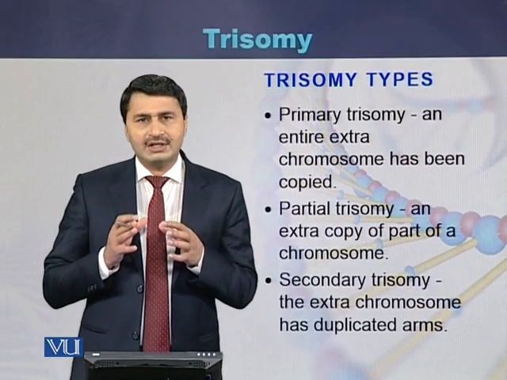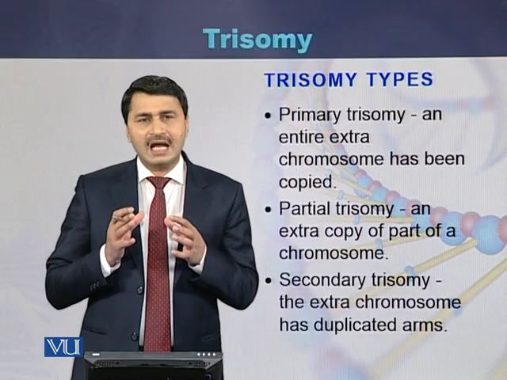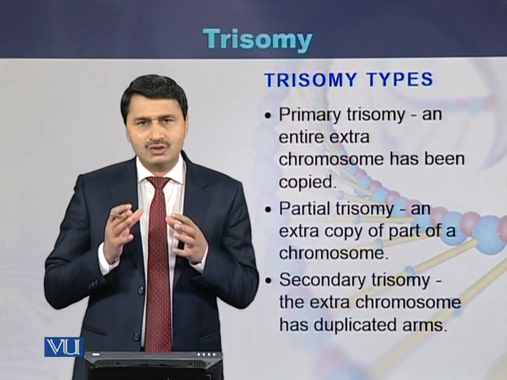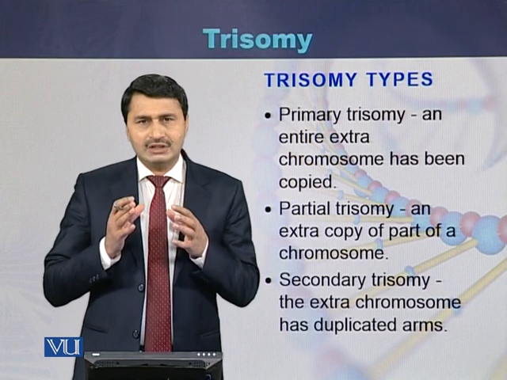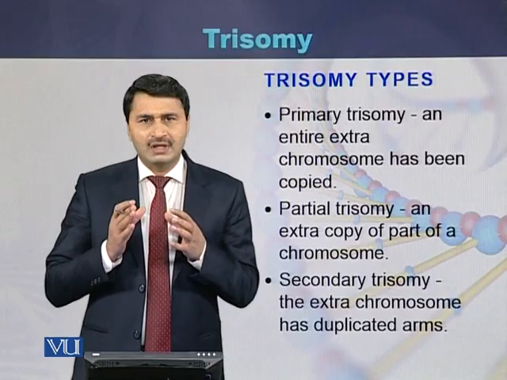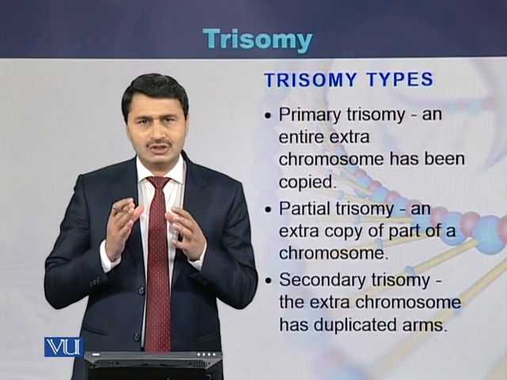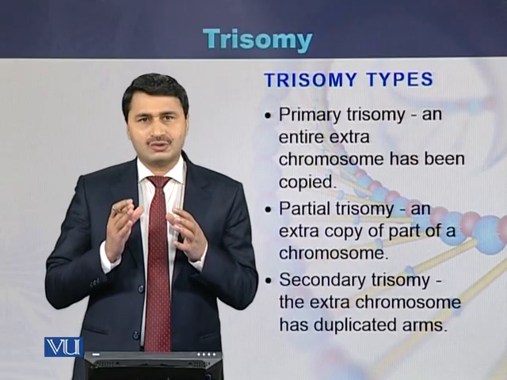There are different types of trisomy. The first type is primary trisomy. In case of primary trisomy, there is one complete extra chromosome. If one complete chromosome is extra, then it is called primary trisomy.